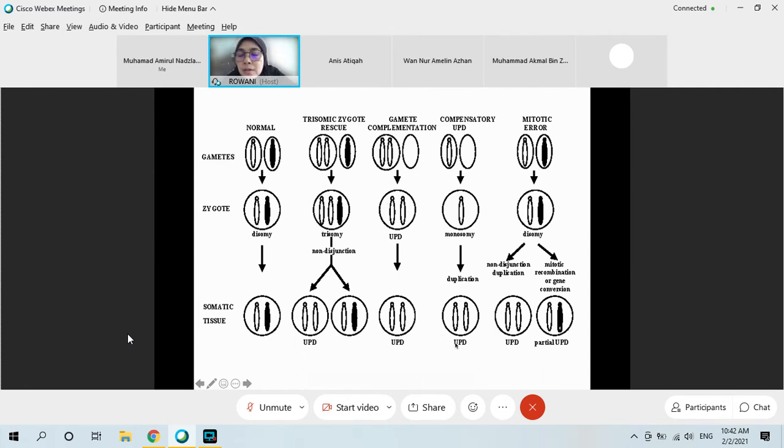So these are several theories on how UPD can occur. We will not talk about the last possibility, because it is a bit complicated.